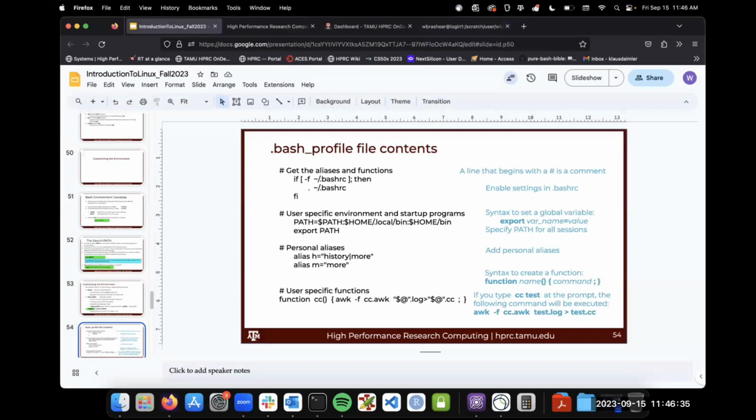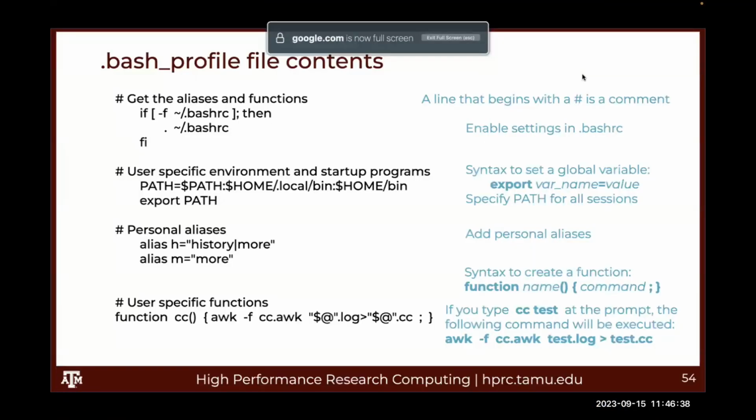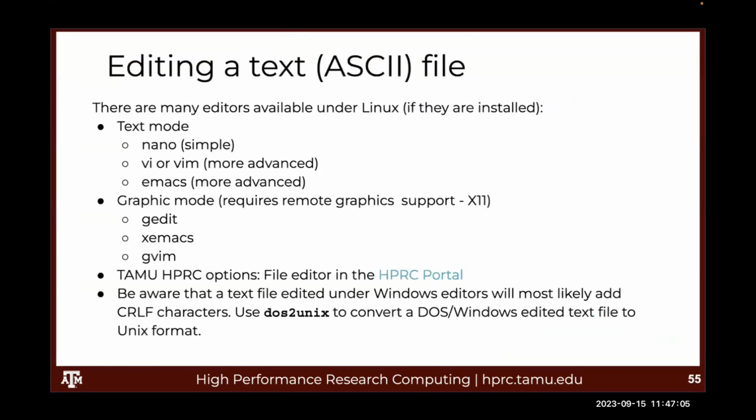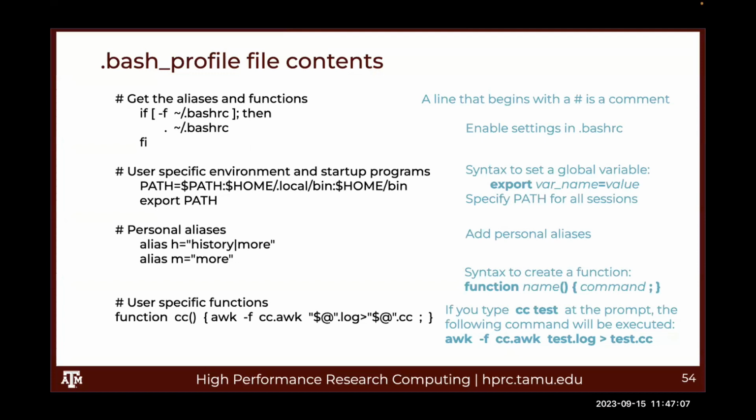All right, so this next batch here is for personal aliases. So here we're saying alias H equals history piped into more. The alias M equals just more. Those are where you can get really creative with your own personal setup on things, which is really nice. So let's just try that real quick. Actually, last is user-specific functions.